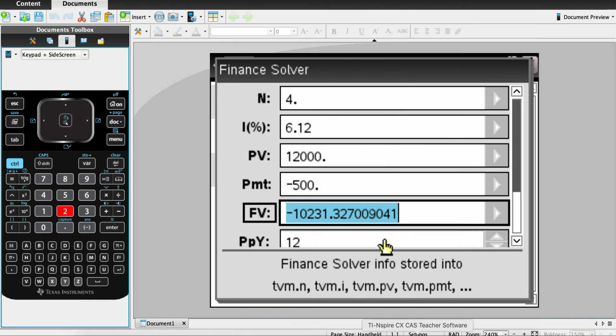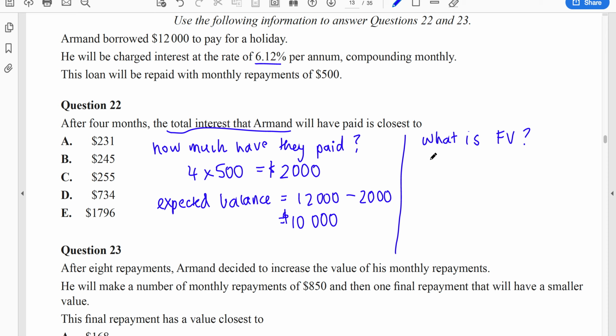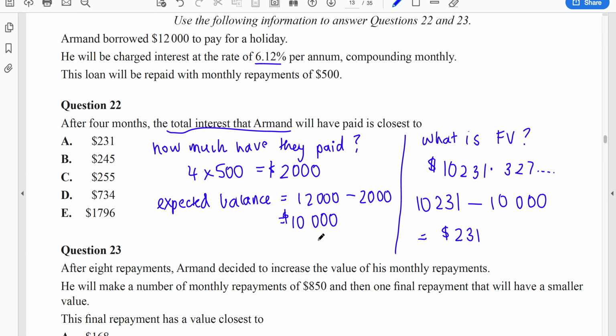It has some decimals, like 0.327, but that doesn't matter here because all we want to know is the difference, when rounded to the nearest dollar, since our answers are rounded. Without interest, 10,000 is expected. With interest, 10,231. So the difference between those is $231, and so the answer is A.